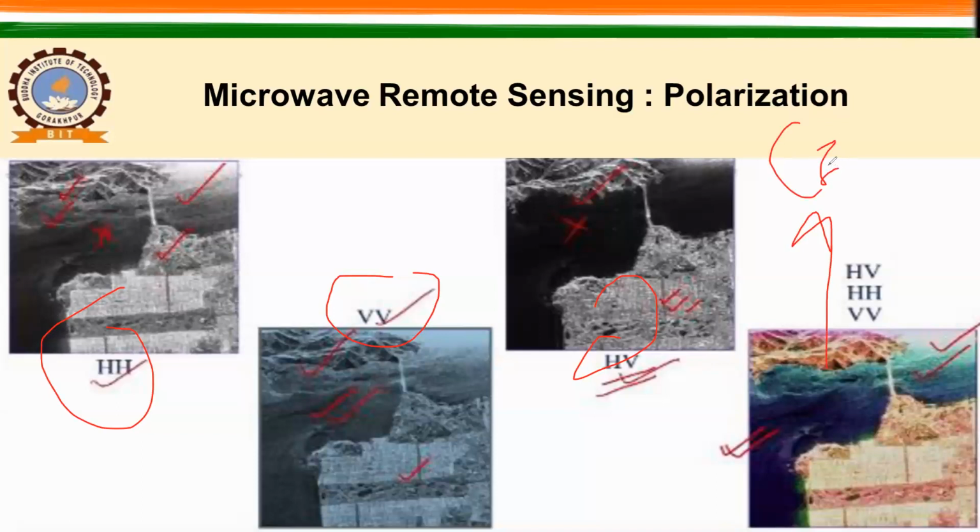Okay, right? So here the information which has been highlighted by HH and VV and HV are all merged together, and all the information captured by these three different combinations of polarization has been included here. So in case you find data in all these 3 or 4 polarizations, you can generate a color composite, and you can use this polarization to extract your target in a better way.